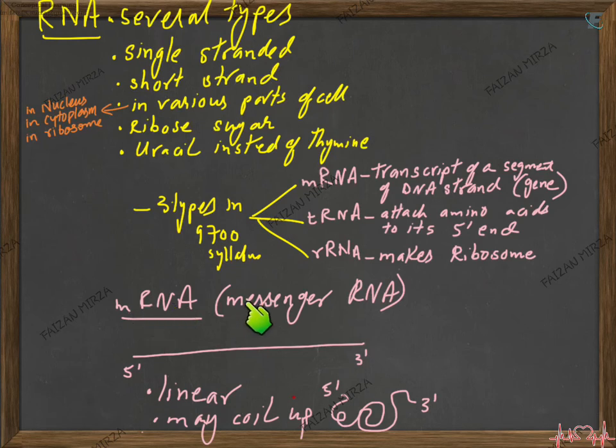Messenger RNA is a linear structure. This will have a 5' end and a 3' end. This single-strand molecule will be a straight linear molecule, but it will coil up. When it coils up, it will coil up in this structure. Why does it coil up? Because of the hydrogen bonds that form between the complementary base pairing present on the same strand. The same strand will fold up because of the complementary base pairing, unlike DNA, where the complementary base pairing occurs between the complementary strands.